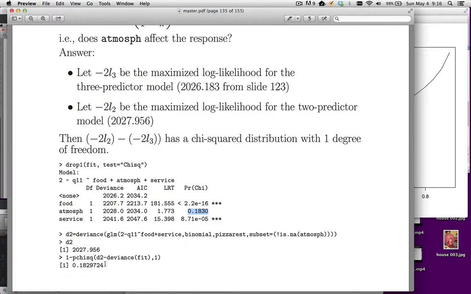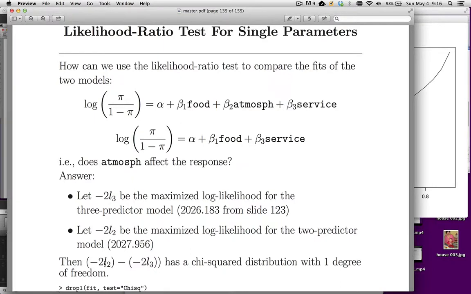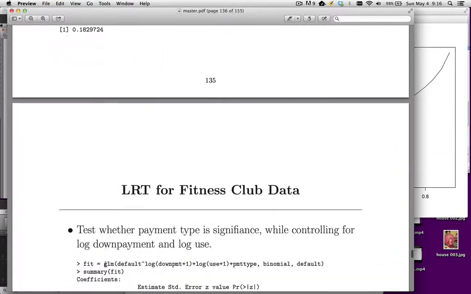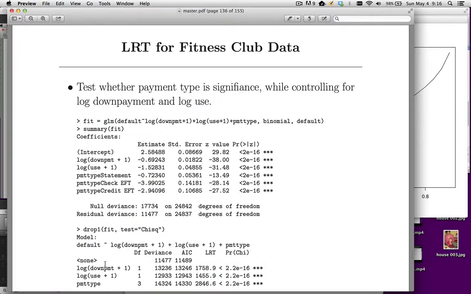Well, doing a likelihood ratio test for one predictor is not that interesting. Let's look at one where we really need to do this. So let's go back to the fitness club data set. Remember, with the fitness club data set, the dependent variable is whether or not a customer would default on their membership at the fitness club.